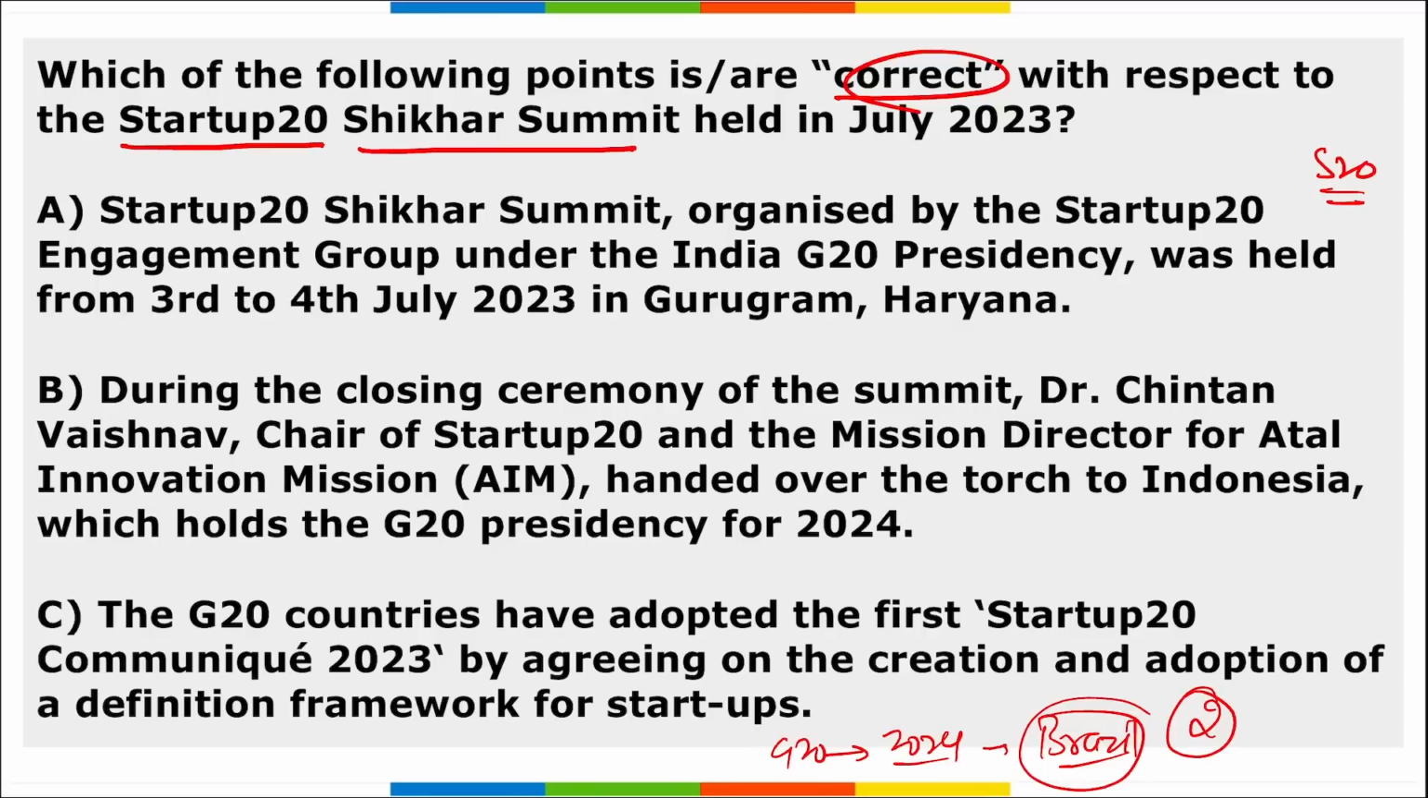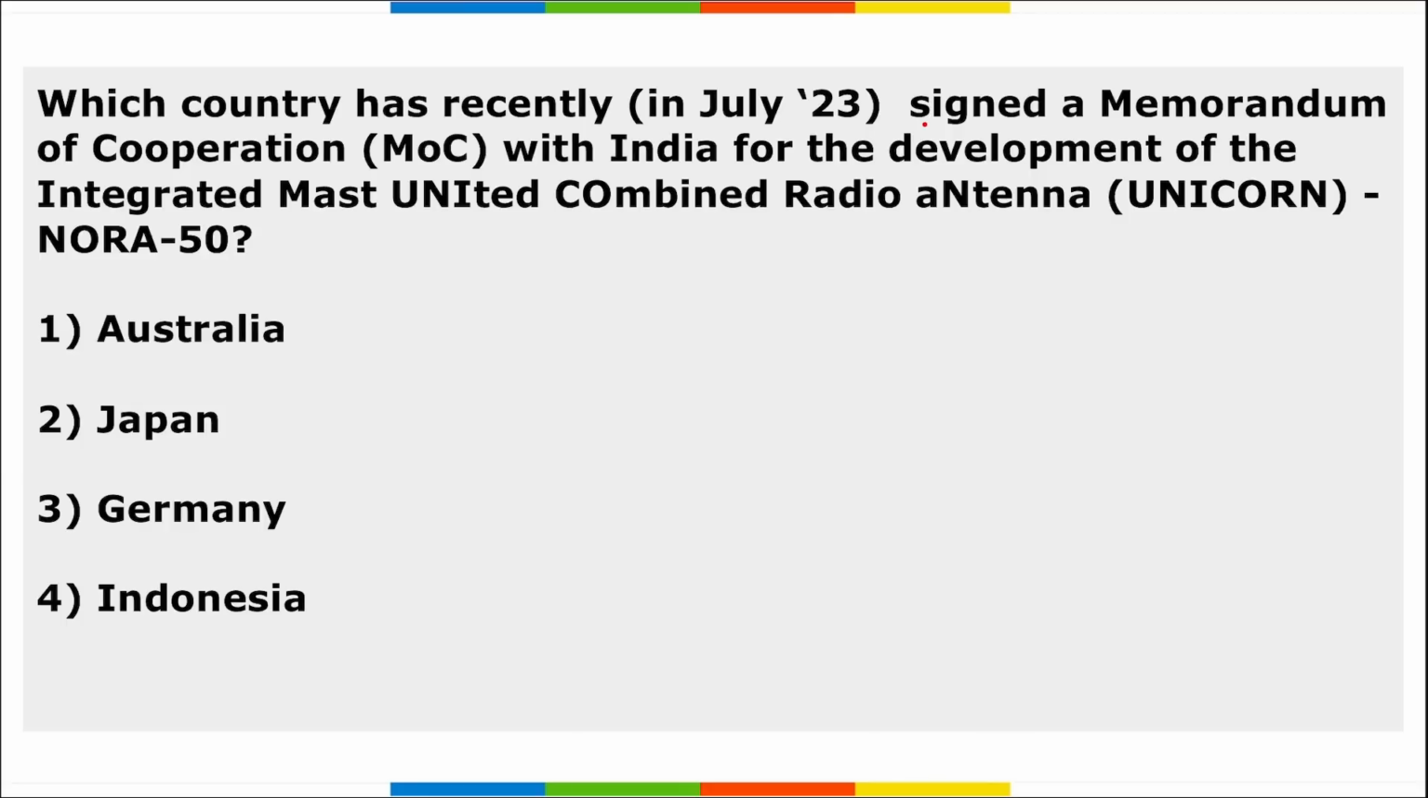Then next thing, remember, Startup 20 Communique 2023, this was adopted, and by agreeing on the creation and adoption of the definition framework for various startups that will have 5 components, that is equity type, age, size, scalability, and innovation. So remember, among these ABC, only option A and C are correctly mentioned here, right? And the torch was handed to Brazil because Brazil will be having the presidency of G20 for 2024. So B is wrong.